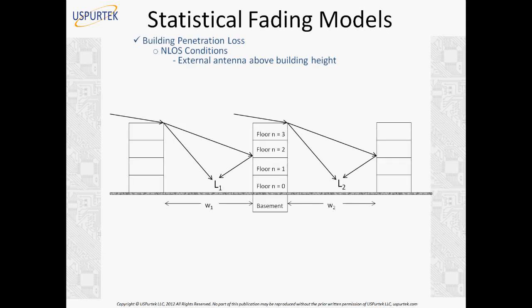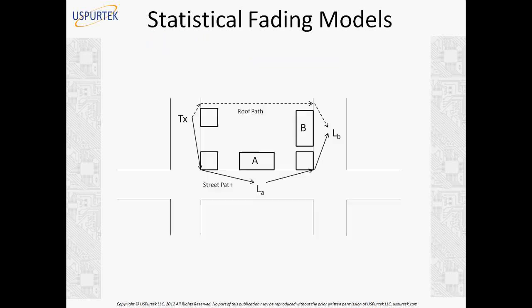So near line of sight conditions, the external antenna is above the building height, right? The first case is the external antenna above the building height. So there's some diffraction happening here. This is the situation illustrated here in the picture. You have different floors, and you have to know if there's a basement or not in that building. And the second situation is when the external antenna is below the building height.